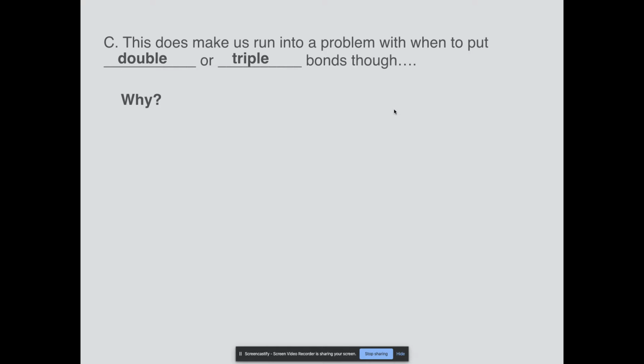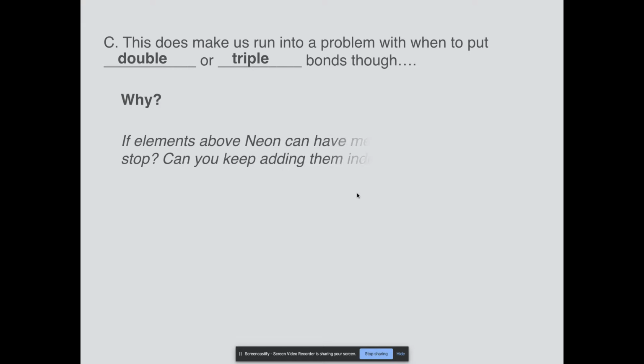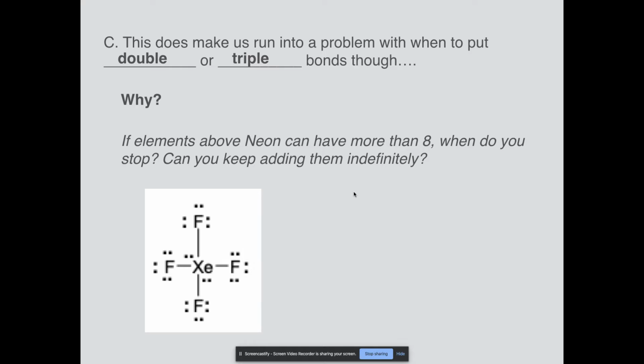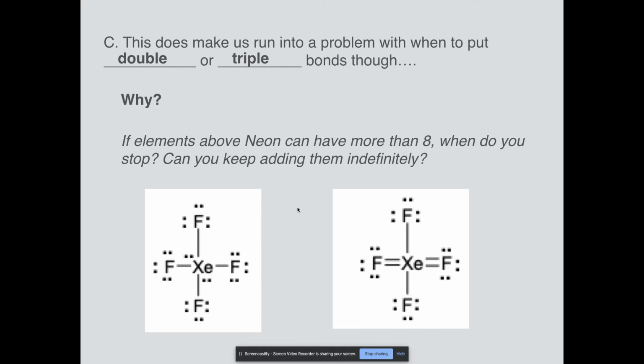But if, for example, let's say I'm adding dots to something like this. So let's say this is a nice expanded octet. Why can't I just add more indefinitely and make more double or triple bonds? So this is xenon tetrafluoride. Both of these structures have the exact same number of electrons. It's just one of them is right and actually exists, and the other doesn't really exist, or is unlikely, let's say, to exist. But if you were to draw them and say, hey, I drew them, I have the right number of electrons, what's the problem?